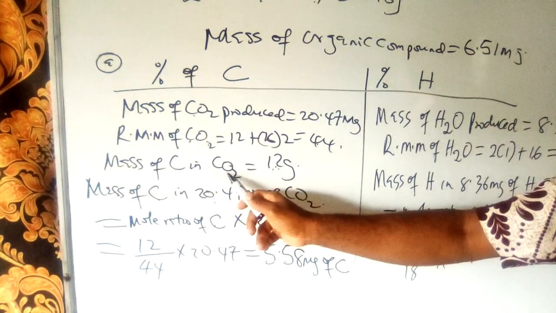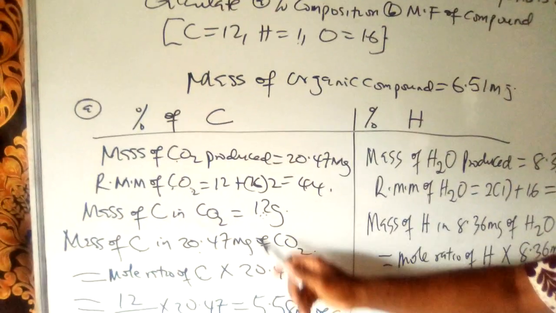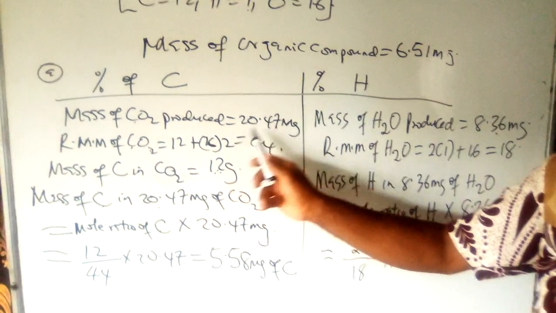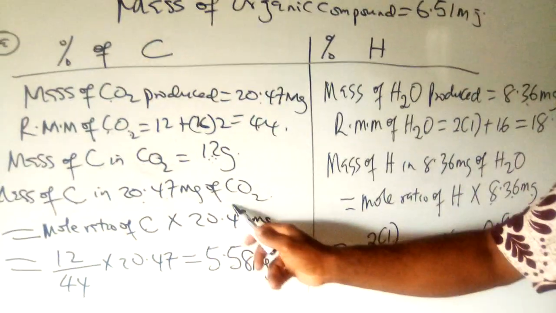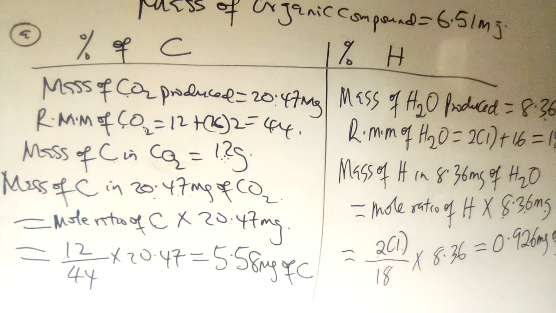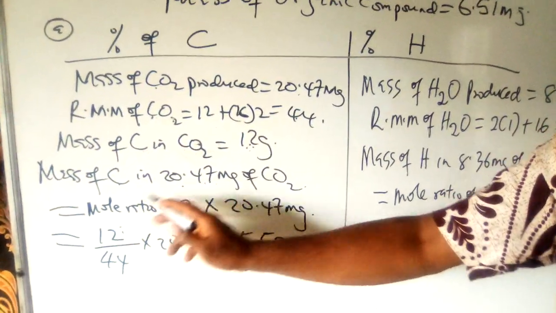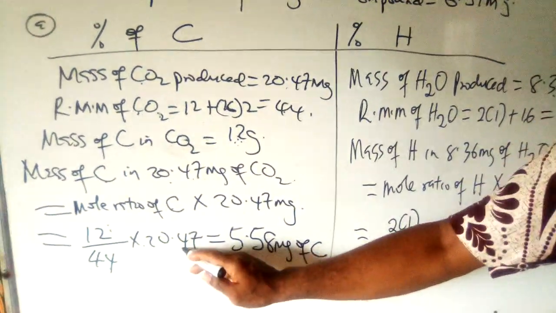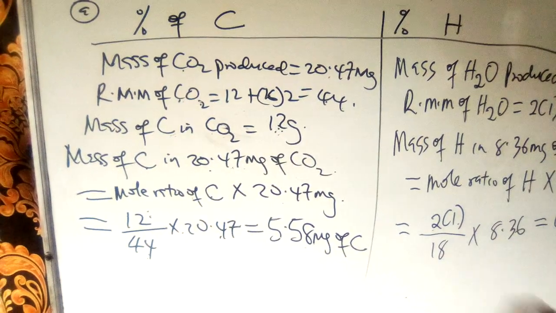Then find the mass of carbon in CO2. There's only 1 atom of carbon in CO2, that becomes 12 grams, that's the mass of carbon. The mass of carbon in 20.47 grams of CO2 produced will now become the mole ratio of carbon times the mass of CO2 produced. How to find mole ratio, which is mass of the compound all over molecular mass. Mass of carbon, which is 12, all over the molar mass of CO2, 44, times the mass of CO2 produced. That will give us 5.58 milligram of carbon.